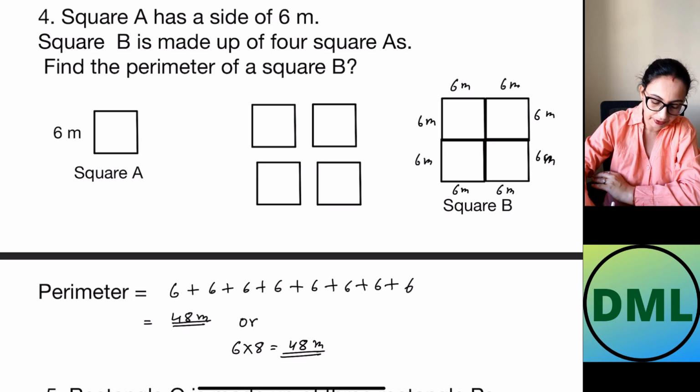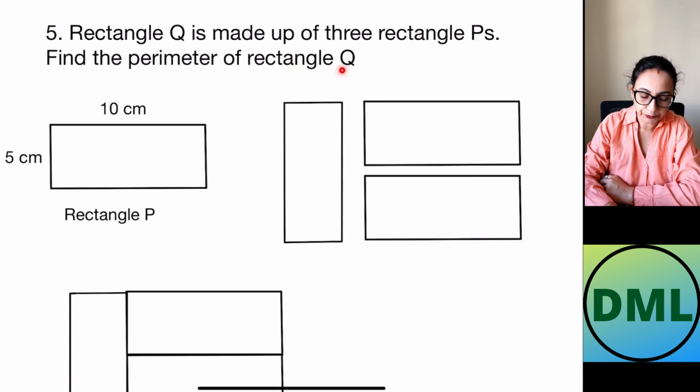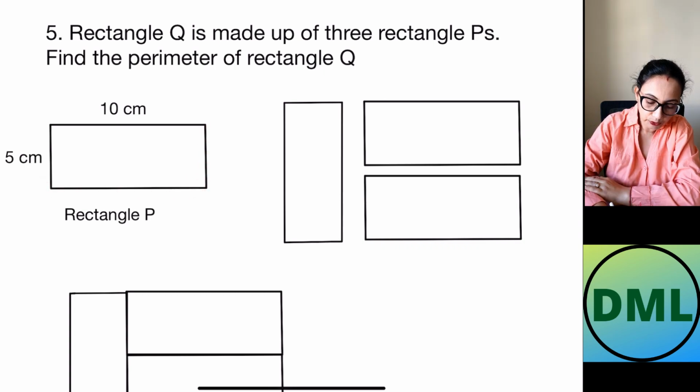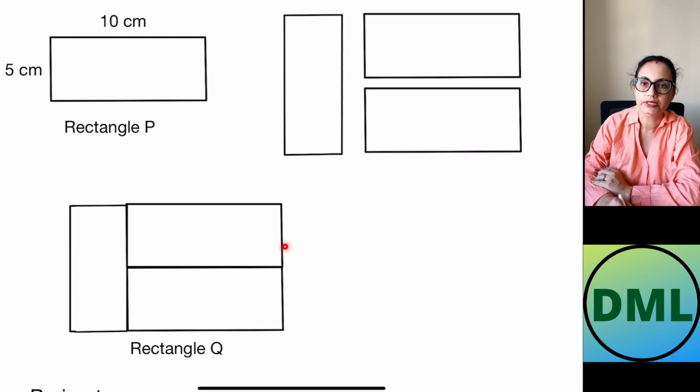Let's see one more example. Rectangle Q is made up of 3 rectangular P's. Find the perimeter of rectangle Q. You have the rectangle P and the dimensions are, the length is 10 centimeter and the breadth is 5 centimeter. So this is also 10 centimeter. This is also 5 centimeter. You have 3 such rectangular pieces and you are joining in such a way that you are making a rectangle Q like this. I need to calculate the perimeter of this rectangle.